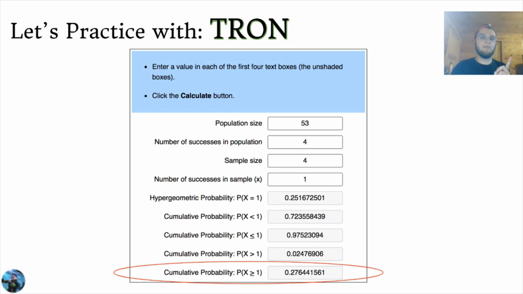But if you remember, we want at least 1 tower. So we're going to look at the very bottom, circled in red, cumulative probability, x is greater than or equal to 1. You have a 27.64% chance of hitting TRON on turn 3 with that hand.